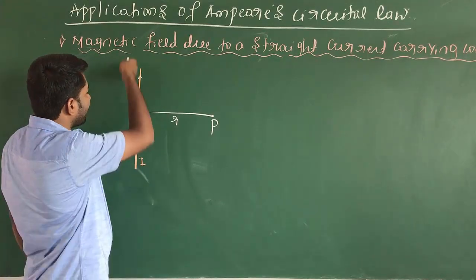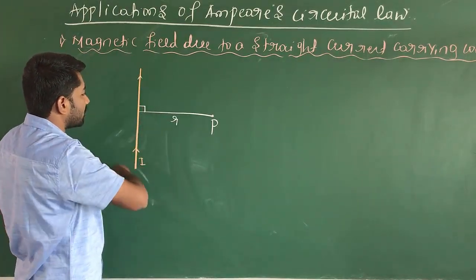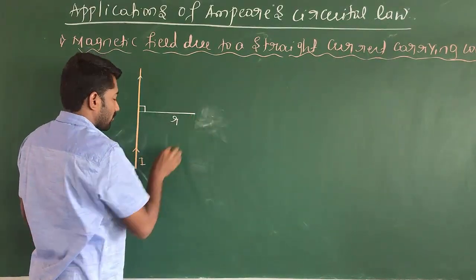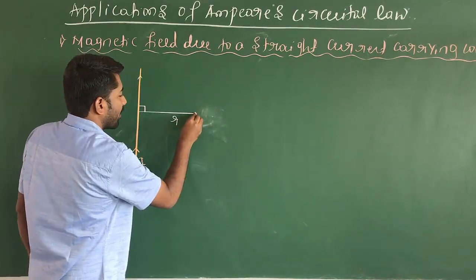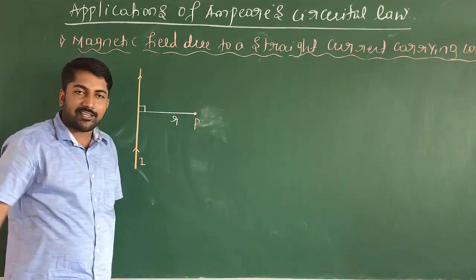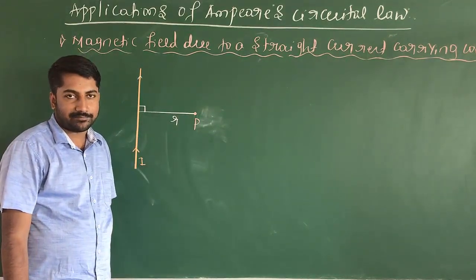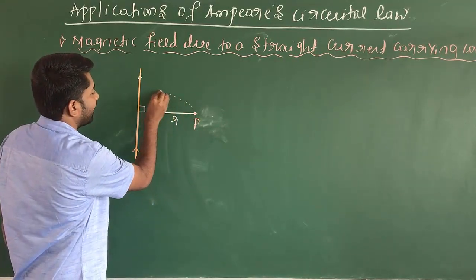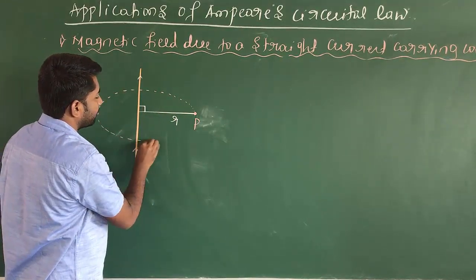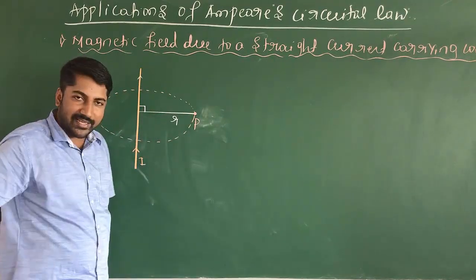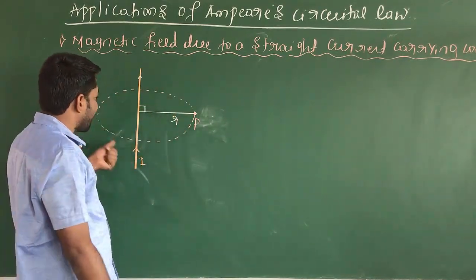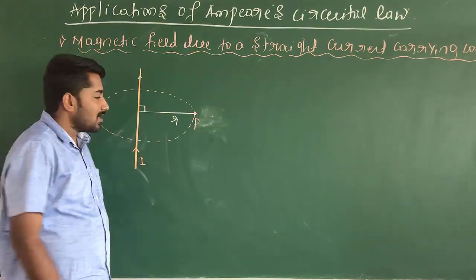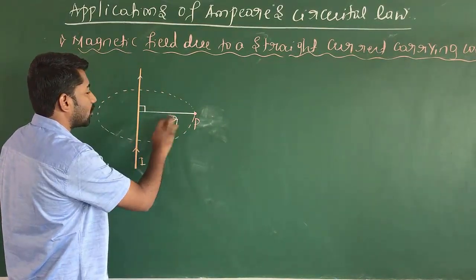The current is flowing in this direction. The magnetic field is produced around this wire. P is the point at which the magnetic field is to be calculated, and here r is the radius of this closed path. Now I consider r as the radius of this closed path because it is the application of Ampere's circuital law.